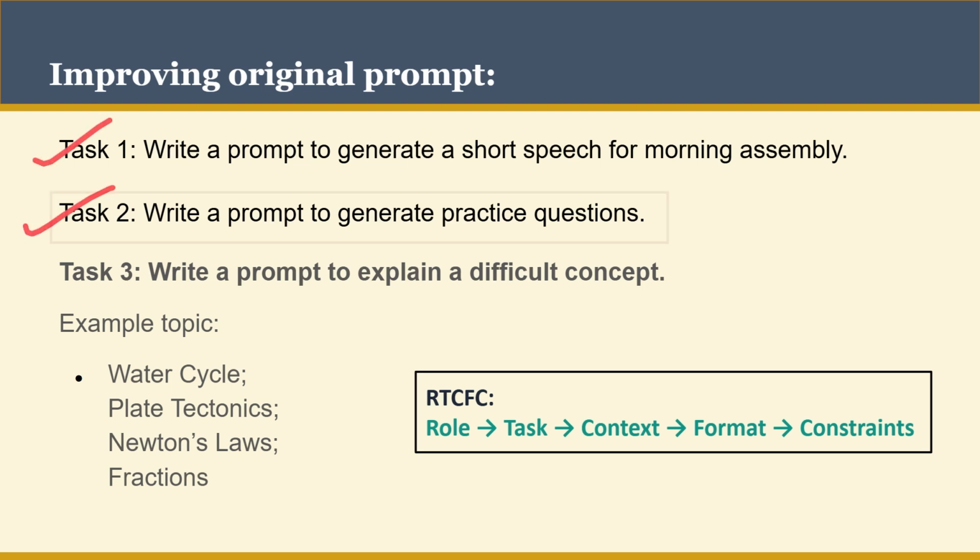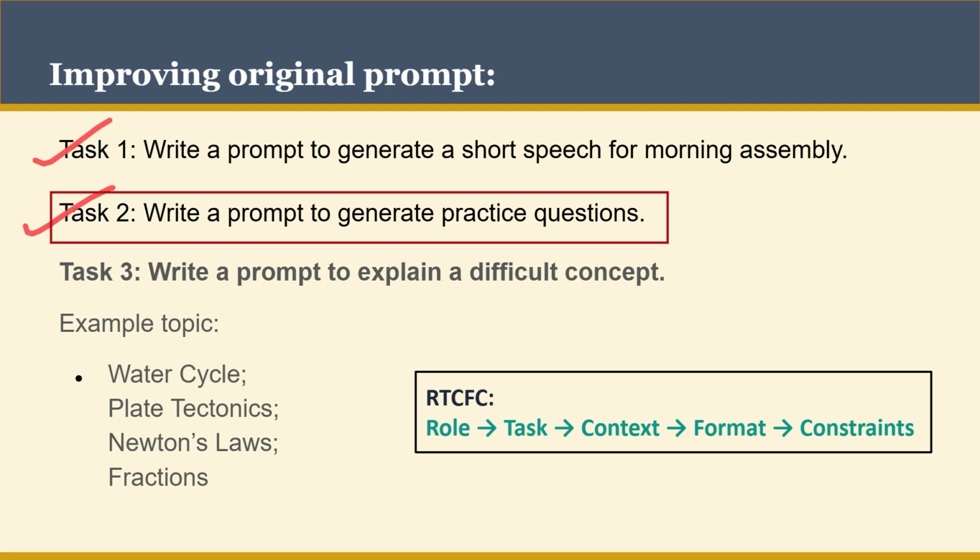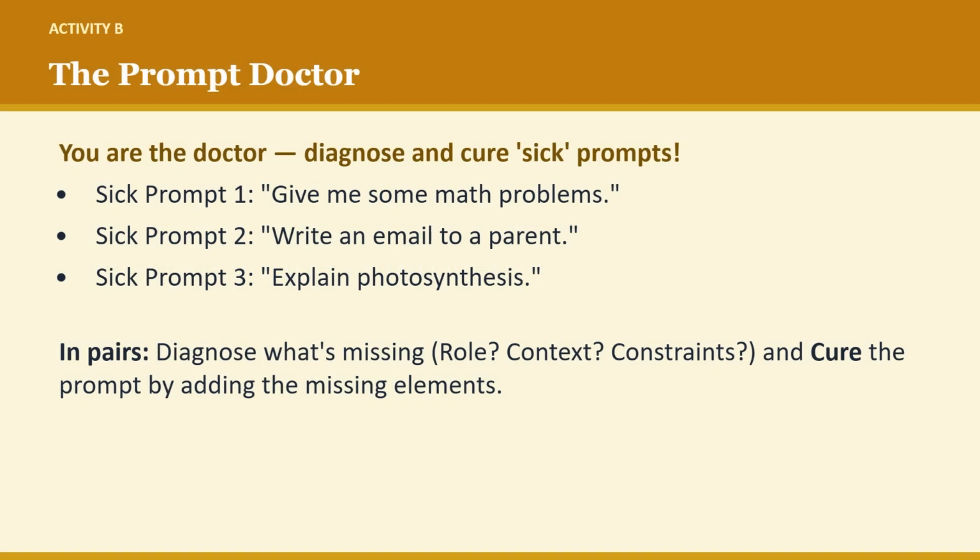Now in task 2, you want to generate practice questions, but on which topic? How many questions do you want? Anything else? Do you want it in MCQ or fill in the blanks? So this is how you have to add the important elements in your prompt to get more effective results. Now, this is the activity in which you are a doctor. So these are some prompts which are sick, and as a doctor you have to identify the issues in them. What is missing? You have to cure this by adding the missing elements. So this will be your homework.